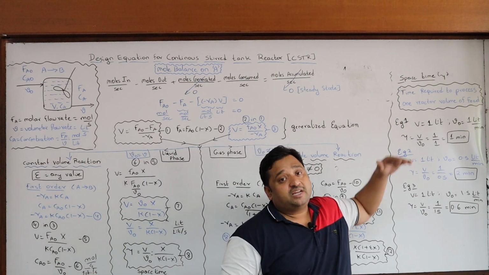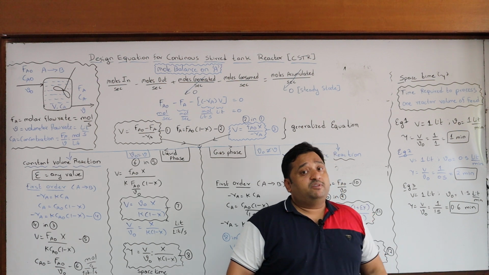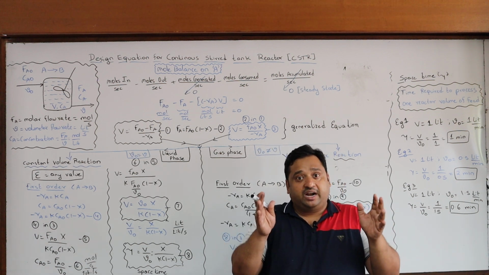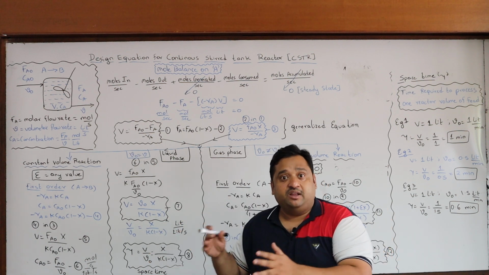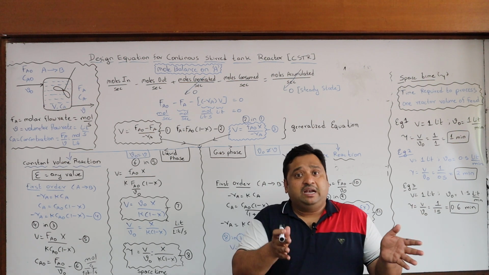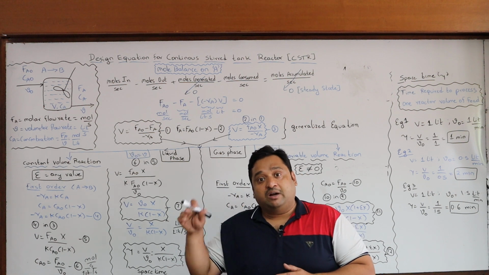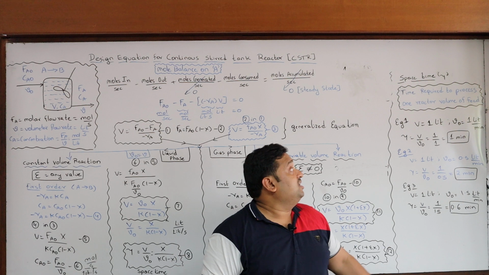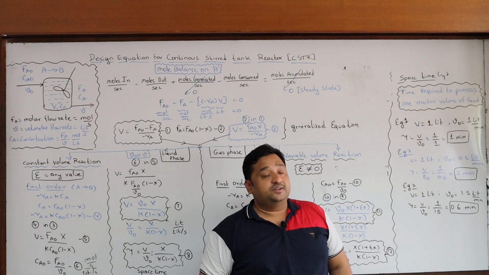Let us define the space time in the official sense: the time required to process one reactor volume of the feed. That means how much time it takes for one reactor volume to come out of the reactor. Because to process means one reactor volume came out, which means the reaction has already taken place in that 1 liter volume. So, time required to process one reactor volume of the feed.